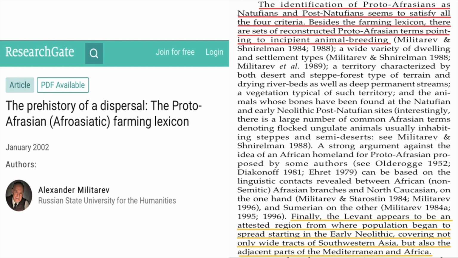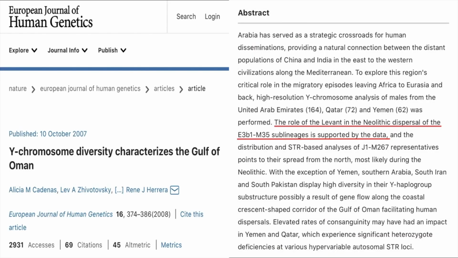The identification of Proto-Afrasians as Natufians and post-Natufians seems to satisfy all the 4 criteria. Besides the farming lexicon, there is a set of reconstructed Proto-Afrasian terms pointing to incipient animal breeding. Finally, the Levant appears to be an attested region from where population began to spread, starting in the early Neolithic, covering not only wide tracts of southwestern Asia, but also the adjacent parts of the Mediterranean and Africa. Now here's a paper dealing with the spread of people in the Levant in that time period.